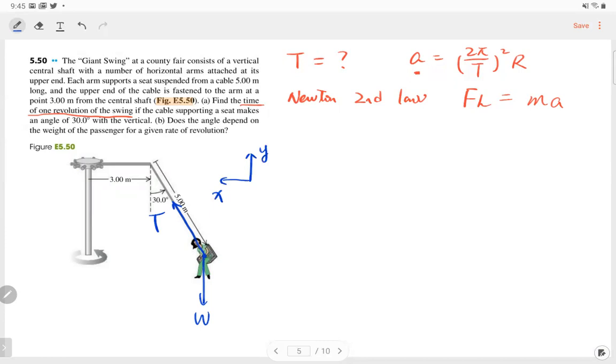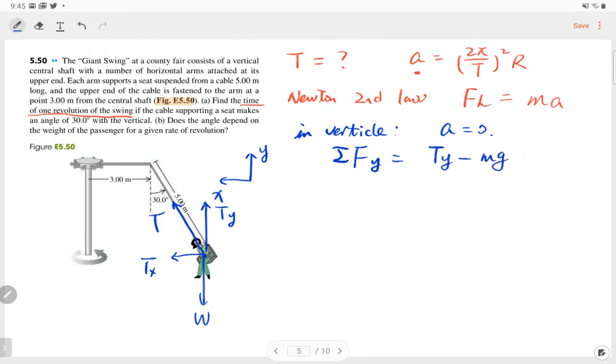Because the tension is not on the axis, we have to separate the tension into the two axes. We get the X component and the Y component. In the vertical direction, there's no motion, right? So acceleration is zero. So the net force in the Y direction is Ty minus mg, equal to zero.